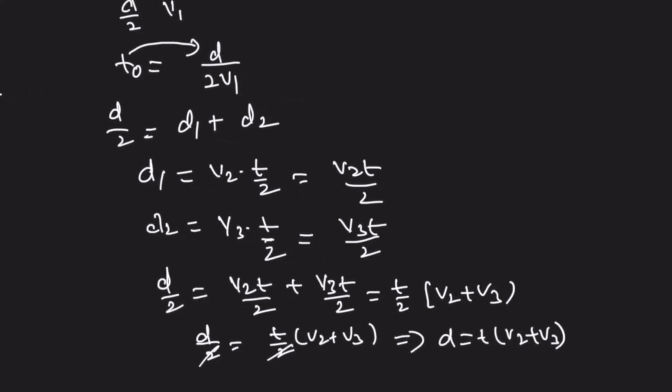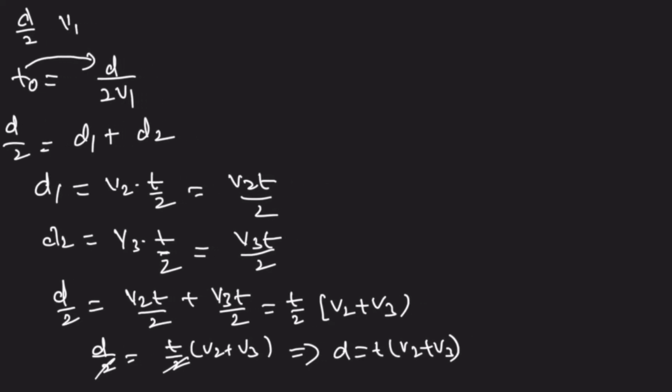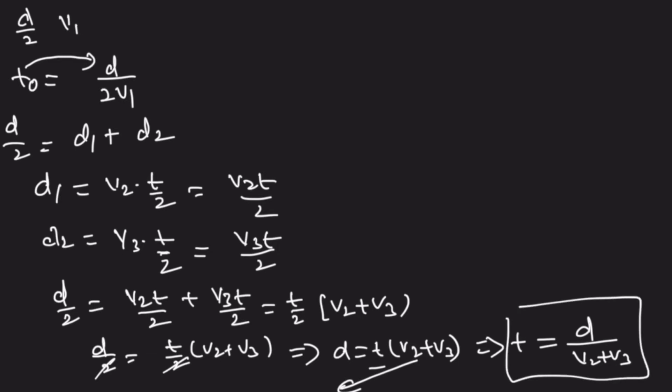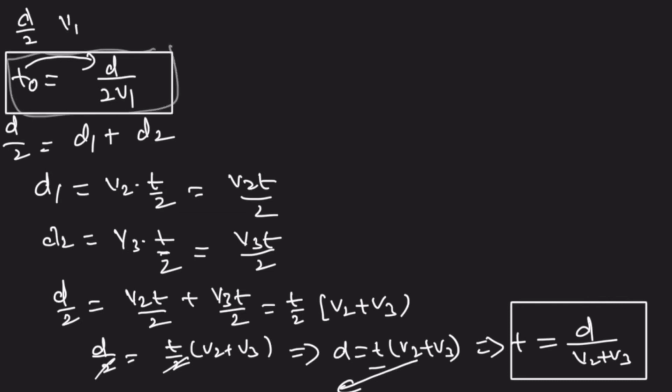I want time as a function of d, so from this equation, take t as the subject. Bring v2 plus v3 to this side, then it becomes the denominator. So t is d by v2 plus v3. What is t naught? This is t naught, d by 2v1.